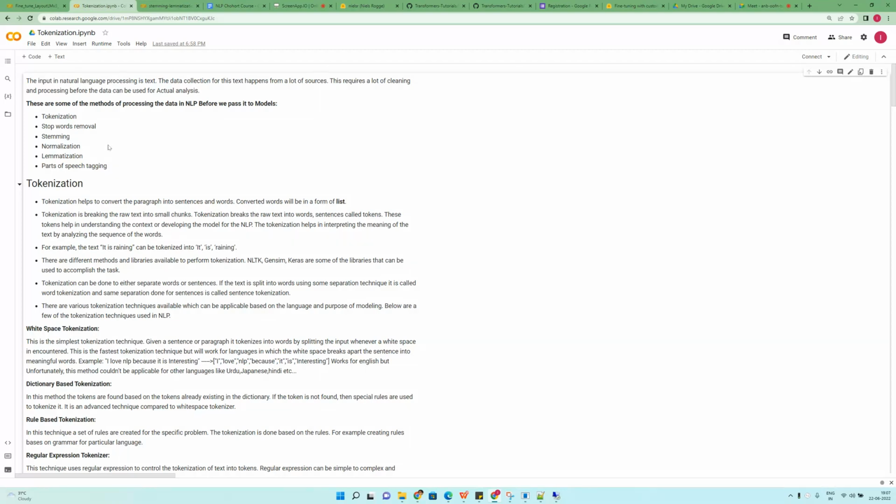So the next one we'll talk about is tokenization, stopwords, stemming, and lemmatization. Then in the next session we'll also talk about parts of speech tagging and all that. Okay, we get started with tokenization.